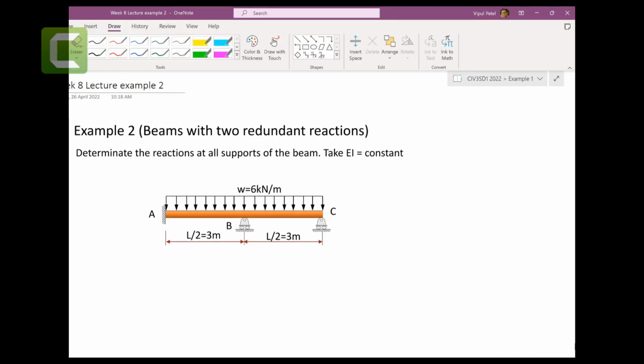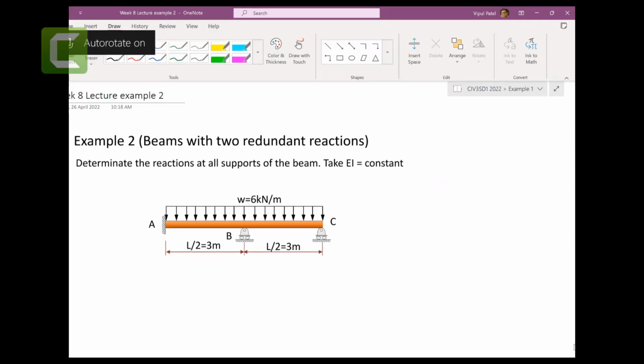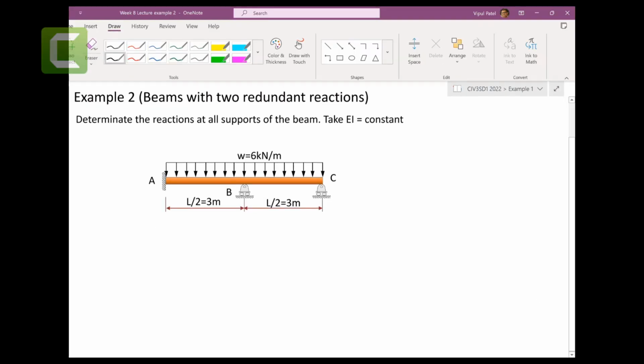Now, degree of indeterminacy equal to 2. Let me show you an example with degree of indeterminacy equal to 2. Step number 1, we're going to determine the degree of indeterminacy.